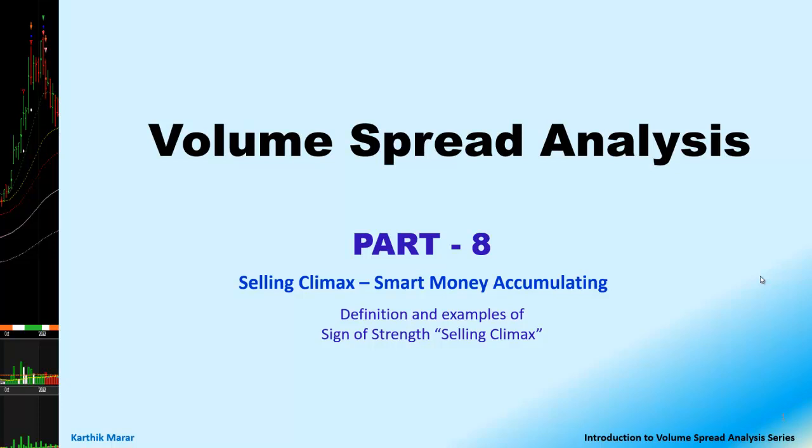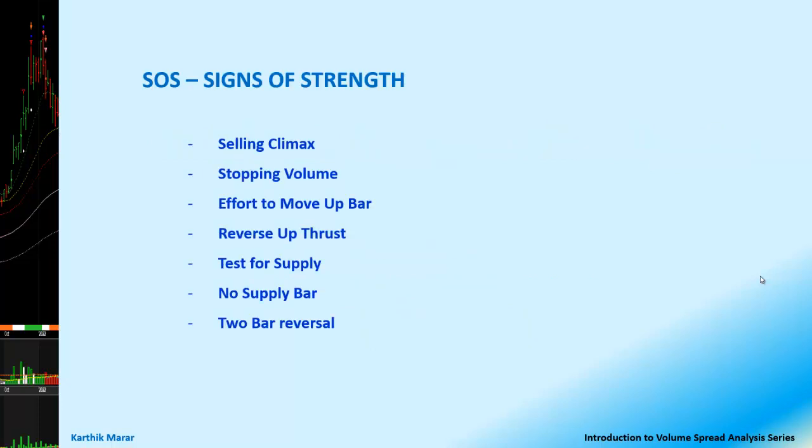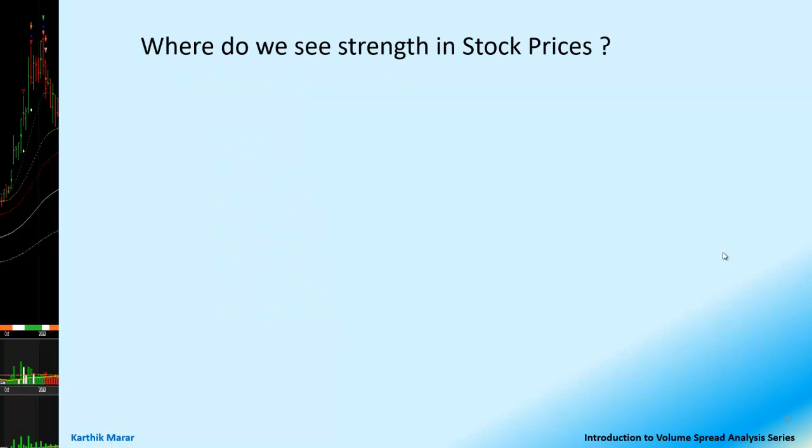So far, we have been looking at the signs of weakness. From this part onwards, you'll be looking at the signs of strength, or the SOS. First, let's look at what the signs of strength are. These are selling climax, stopping volume, effort to move up bar, reverse upthrust bar, test for supply, no supply bar, 2 bar reversal. Before we go into any particular sign of strength, let us look at where the strength comes in the stock prices.